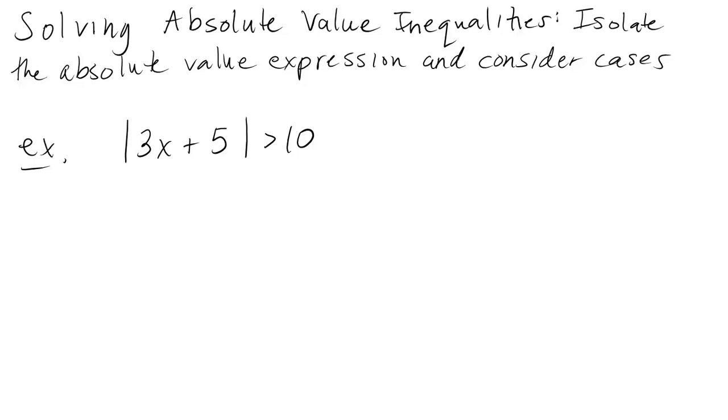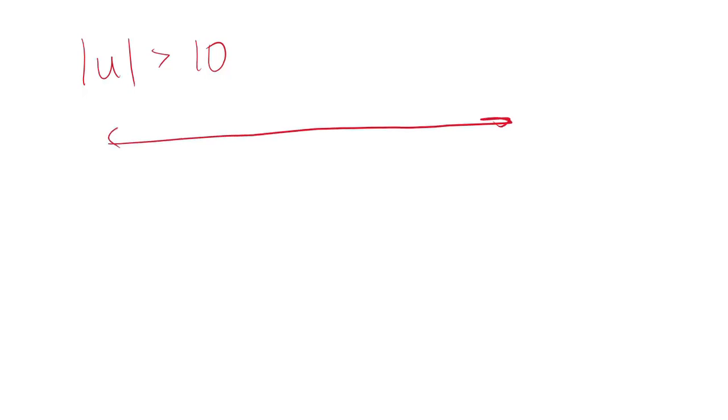When would the absolute value of a number be bigger than 10? Well, let me do this on another slide. Like I've done in the past, I'm going to use u as a replacement for our expression and ask when does the absolute value of a number, which I'm representing by u here, be bigger than 10? Let me put this on a number line and see. Remember that the absolute value of a number is just its distance from 0. So when would the distance from 0 be more than 10?